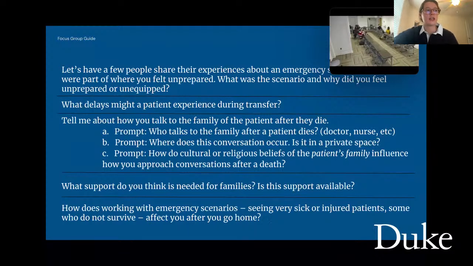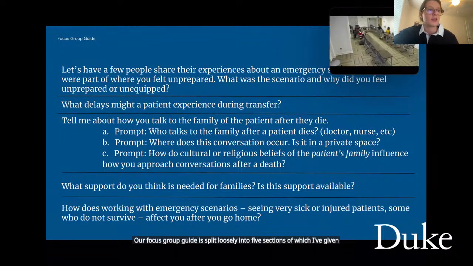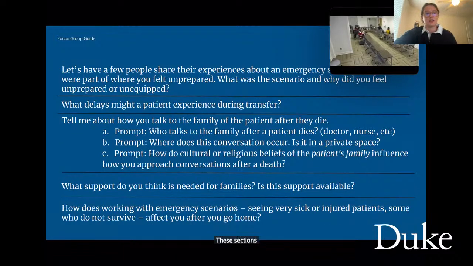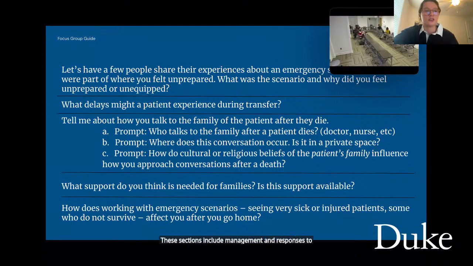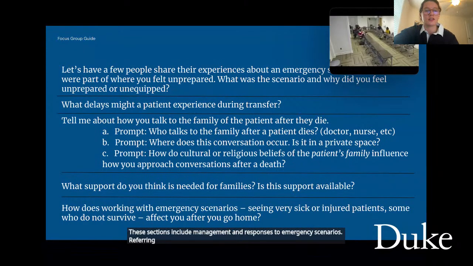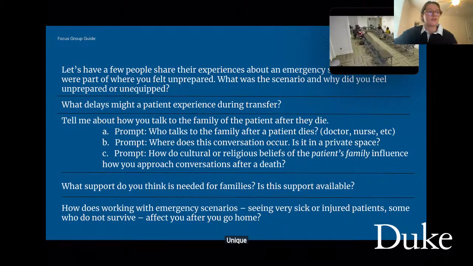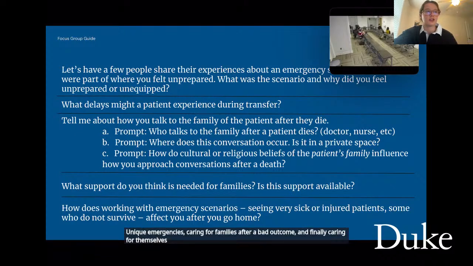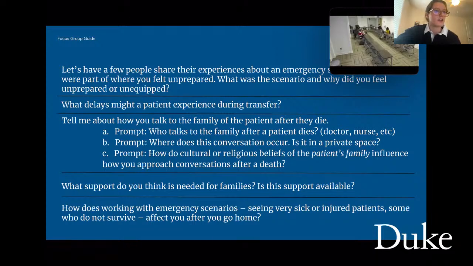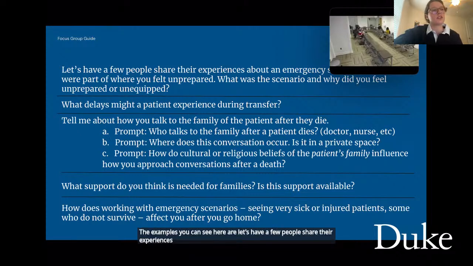Our focus group guide is split loosely into 5 sections, of which I've given examples here. These sections include management and responses to emergency scenarios, referring and transferring patients, unique emergencies, caring for families after a bad outcome, and finally caring for themselves, the healthcare workers, after a bad outcome. The examples you can see here are, let's have a few people share their experiences about an emergency situation that you feel you were unprepared for. What was the scenario? Why did you feel this way?